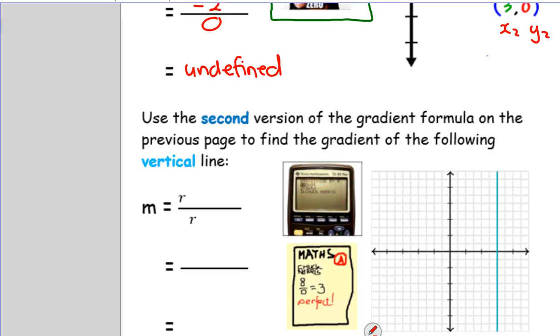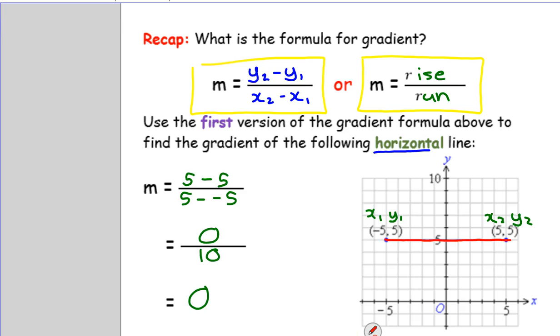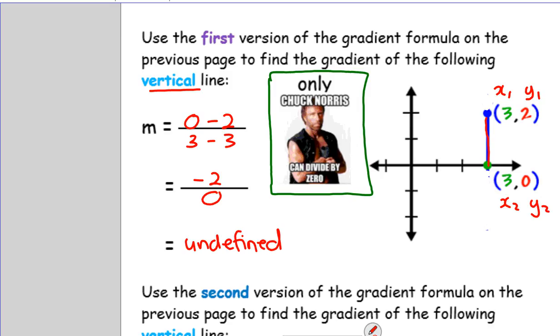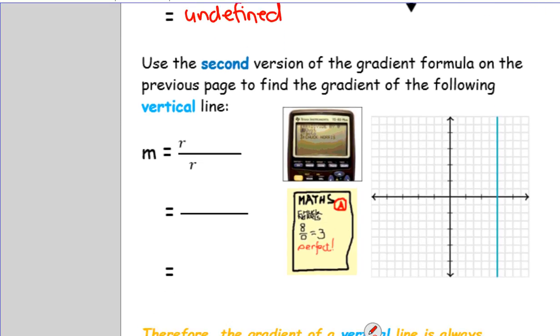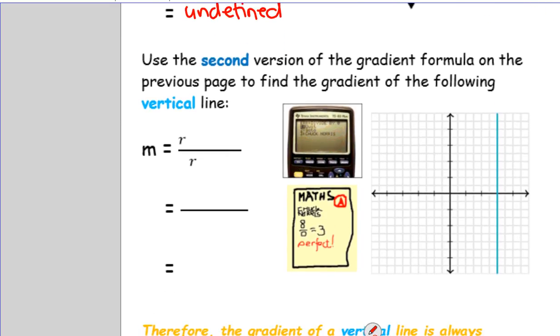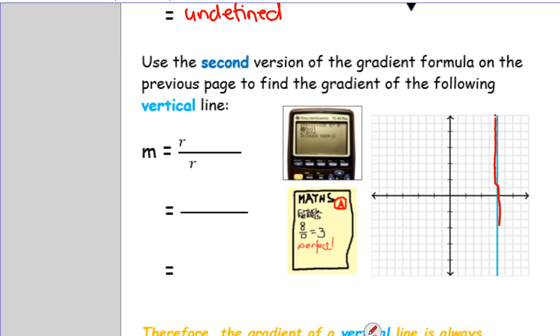Now use the second version of the gradient formula on the previous page, meaning rise over run, to find the gradient of the following vertical line. Notice I've made it kind of infinite this time. It's got an infinite rise. Does it have any run? No, it doesn't. So again, it's just rise over run. The rise is infinite, and the run is 0. Same thing again, we're not allowed to divide by 0, so you will get an undefined answer as well. Only Chuck Norris can divide by 0.